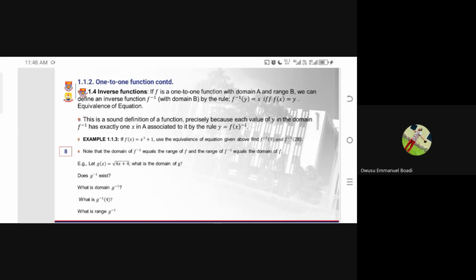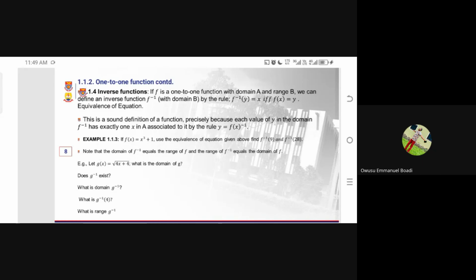So let's look at inverse functions. For inverse functions, we have a function f of x, and remember that the function f should be one-to-one. If the function is not one-to-one, we cannot find the inverse. I want a function which is one-to-one with a domain A and range B.